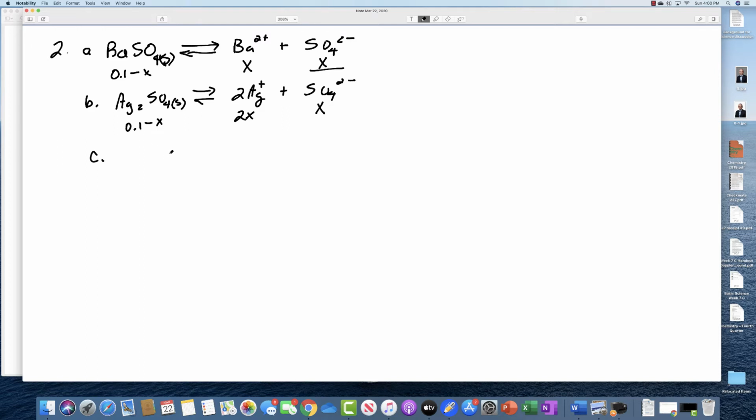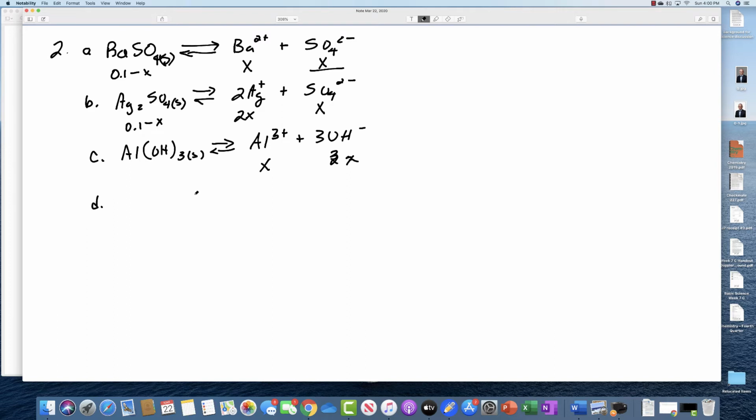C is aluminum hydroxide solid, which looks like this. It ionizes to form aluminum ions plus 3 hydroxide ions. And if we designate again aluminum as X, then this would have to be 3X. I wrote 2, but there it is, 3X.